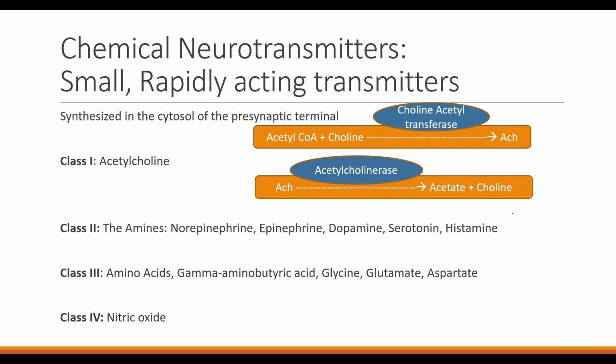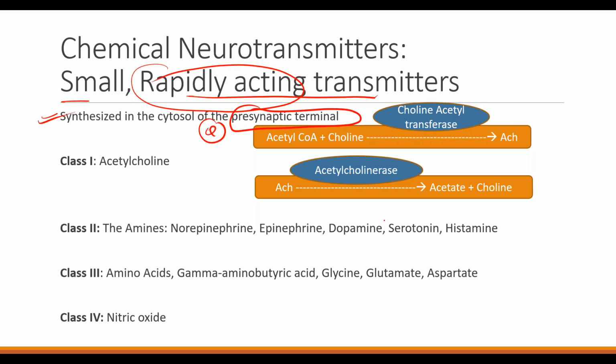Okay, so this is another classification, you can say, of the neurotransmitter. Few transmitters are known as small or rapid acting transmitters. The other ones are known as long acting transmitters. So rapidly acting transmitters are featured by the fact that they are synthesized in the presynaptic terminal. This is important, that rapid acting transmitters are synthesized at the presynaptic terminal.